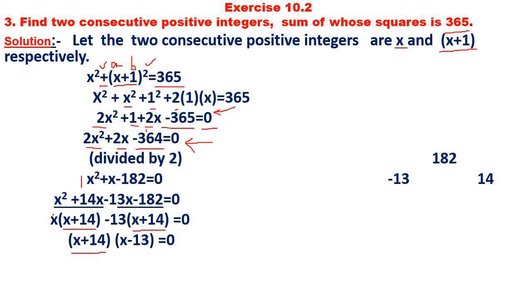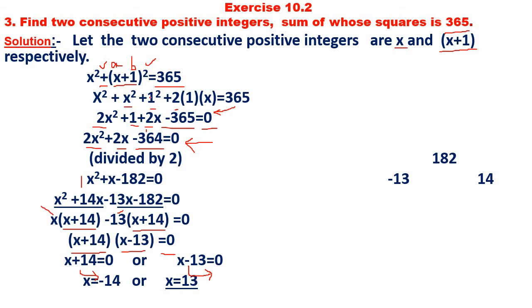Then the remaining terms are x and minus 13. So (x plus 14) into (x minus 13) is equal to 0. Now x plus 14 is equal to 0, or x minus 13 is equal to 0. Now you transpose 14 to the RHS and minus 13 to the RHS. What will you get? You will get x is equal to minus 14 and x is equal to 13.